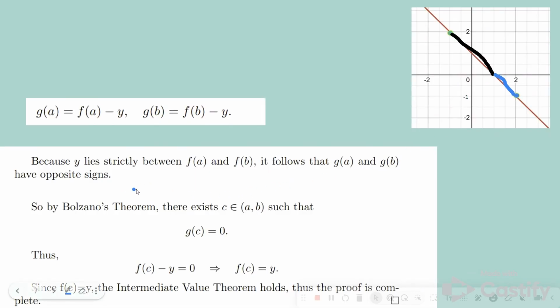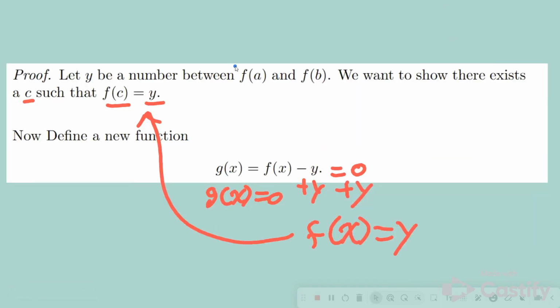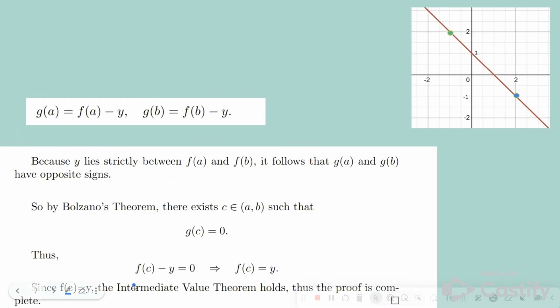So since we proved that these two functions are continuous, and also they have opposite signs, we can now apply Bolzano's theorem, which states that there exists a c such that g of c equals 0. Now we can say, because g of c equals f of c minus y, f of c minus y equals 0, and then we add y to both sides, and we are left with f of c equals y, which is what we were looking for at the beginning, that we stated right here. So since f of c equals y, the intermediate value theorem holds, and thus the proof is complete.